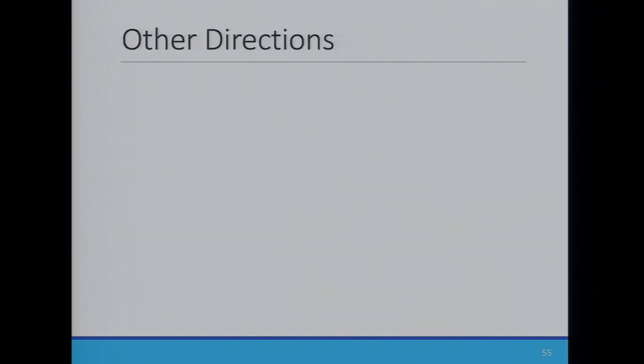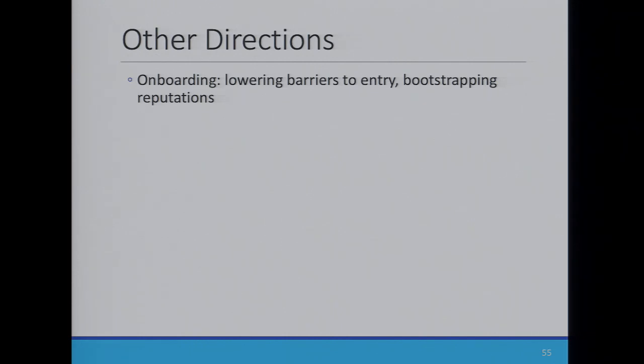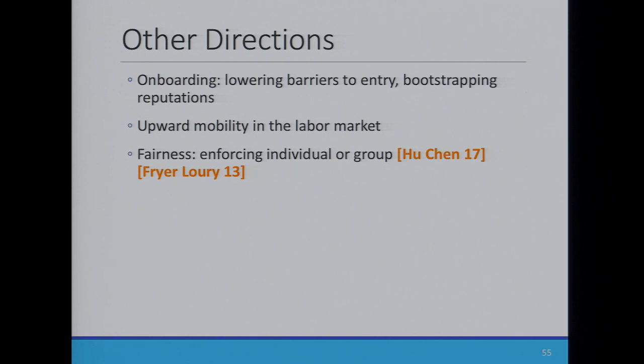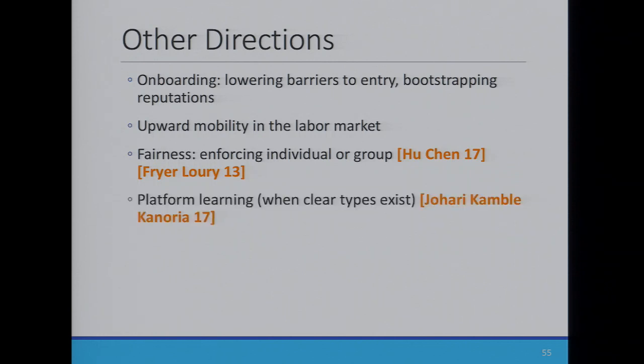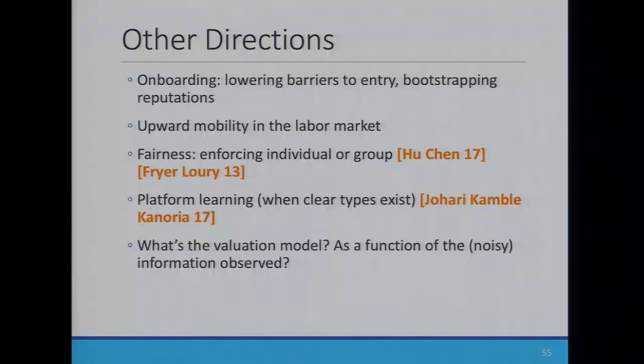Okay, and just a couple of other directions. Onboarding: how do we add new entrants to the labor market? How do we get them a reputation if they don't have any? Because maybe they can't get a job if they don't have a reputation. How do we evaluate or encourage upward mobility in the labor market? What if we want to impose some sort of fairness, maybe individual fairness or group fairness? There's been some work done on this, but there's more to be done. If clear types exist, how as the platform can we learn them and assign them efficiently? Some work has been done here.